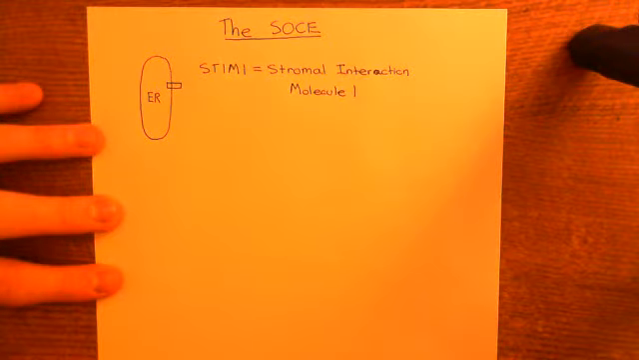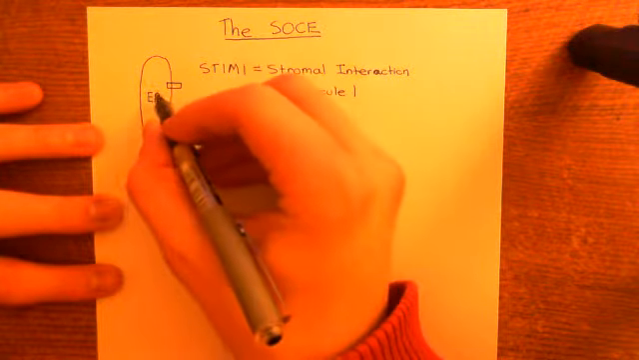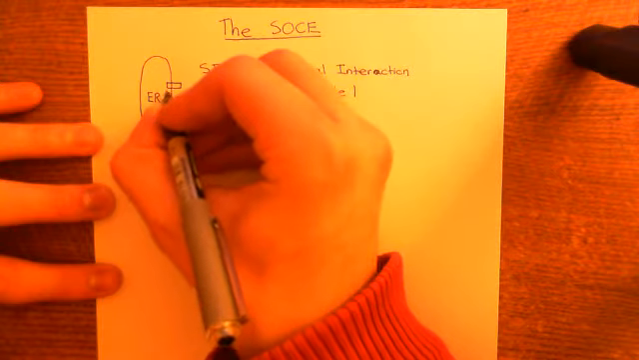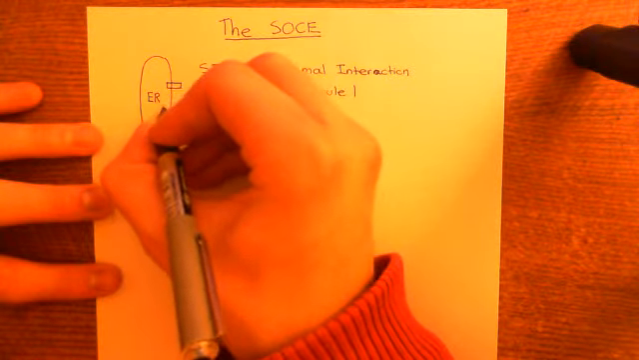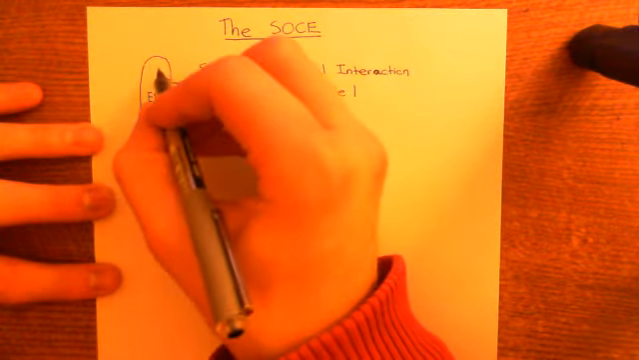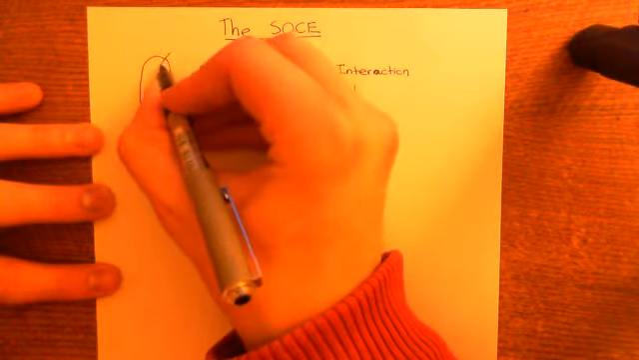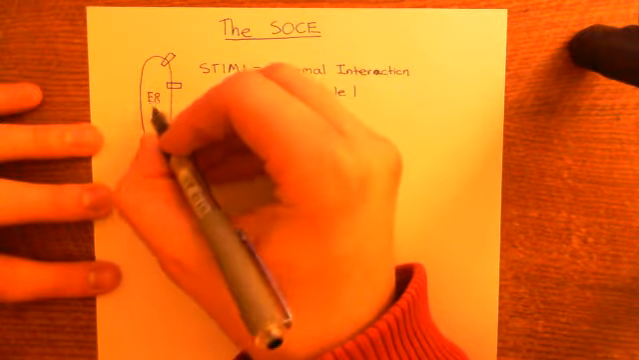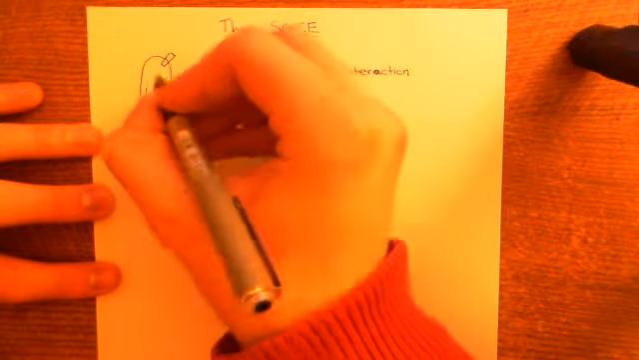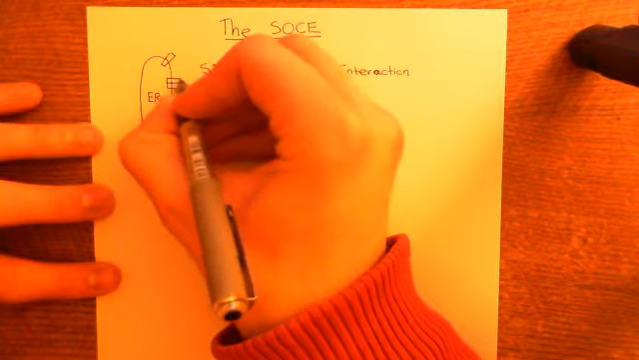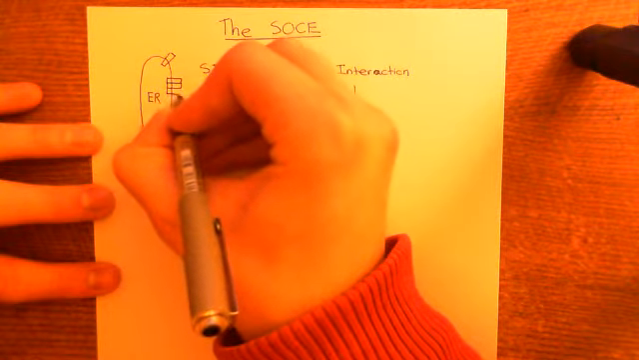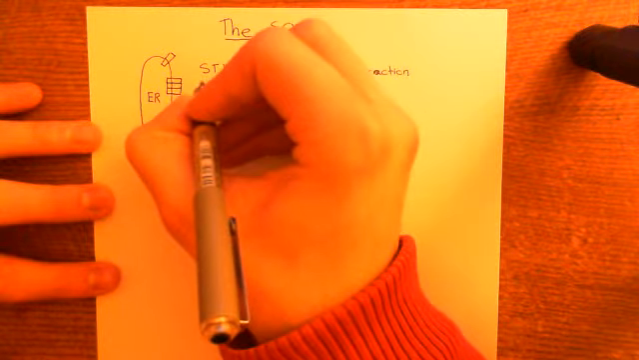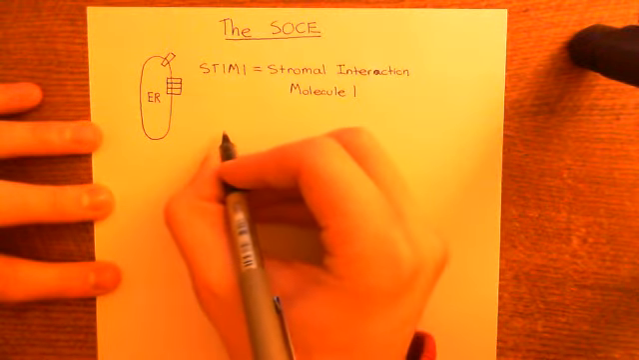And basically what happens is that when the calcium goes down in the lumen of the ER, STIM1 proteins start to stick together. So usually they're on their own in the membrane of the ER. So you'll have more than one, of course, but they're not aggregated together. However, when calcium goes down in the ER, these things start to aggregate together, so you get STIM1 aggregates being formed. And these STIM1 aggregates can now interact with proteins in the plasma membrane.